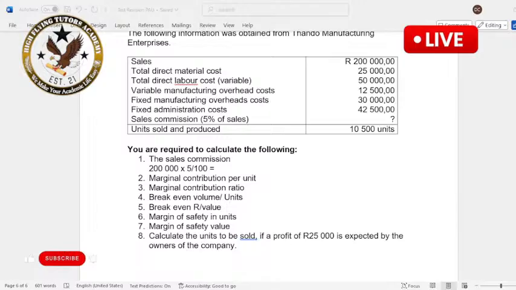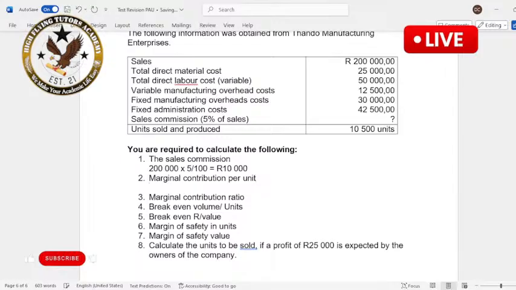So I'm going back to this one. So it's 10,000 rand there, 10,000 rand, and then marginal contribution per unit. Marginal contribution is marginal income, ne? Marginal contribution is marginal income. So it's going to say total marginal income divided by number of units sold or sales units to get your marginal income per unit.